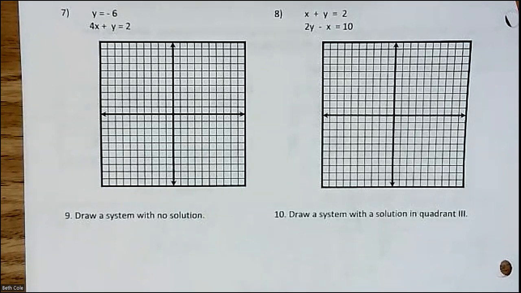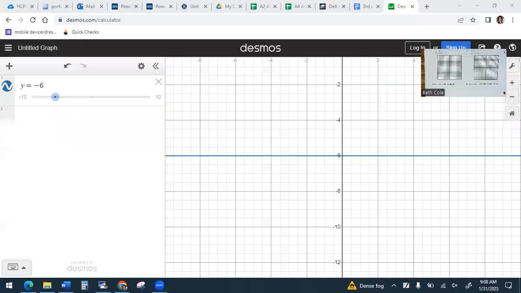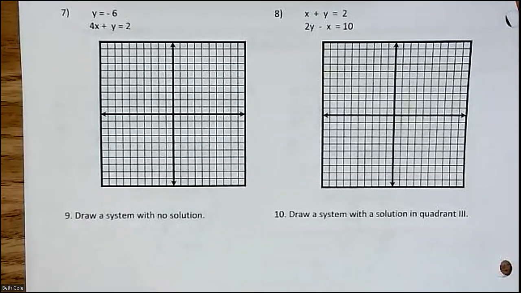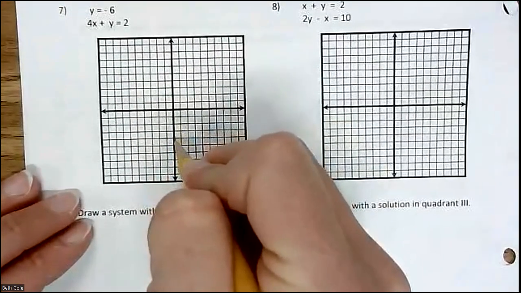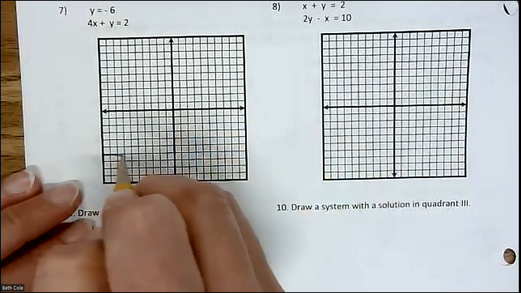Oops, I forgot to hit share screen though. Let me do that so it'll show up on the recording. I typed in y equals -6. We got a horizontal line at -6. So we're going to go ahead and draw that in. So count down 6. And it'll be like this.